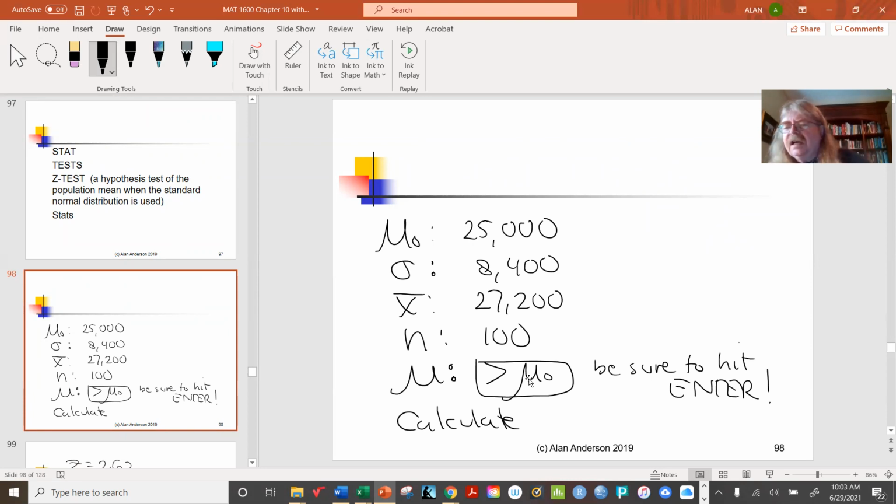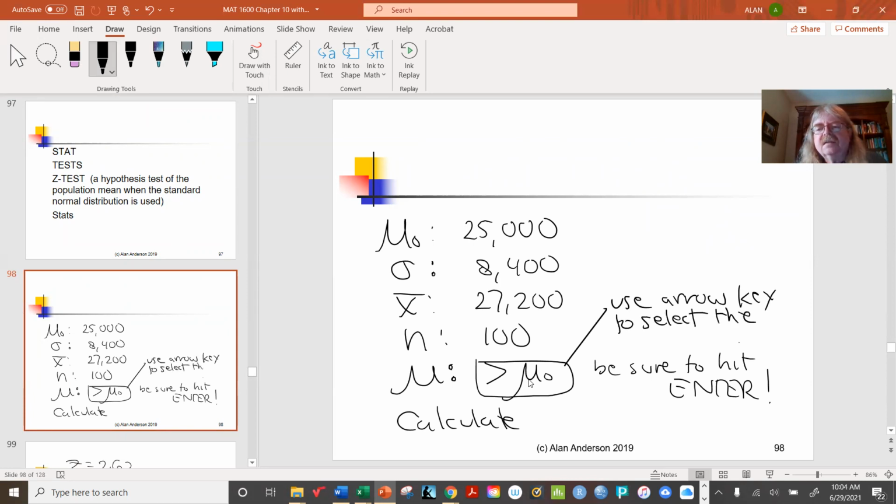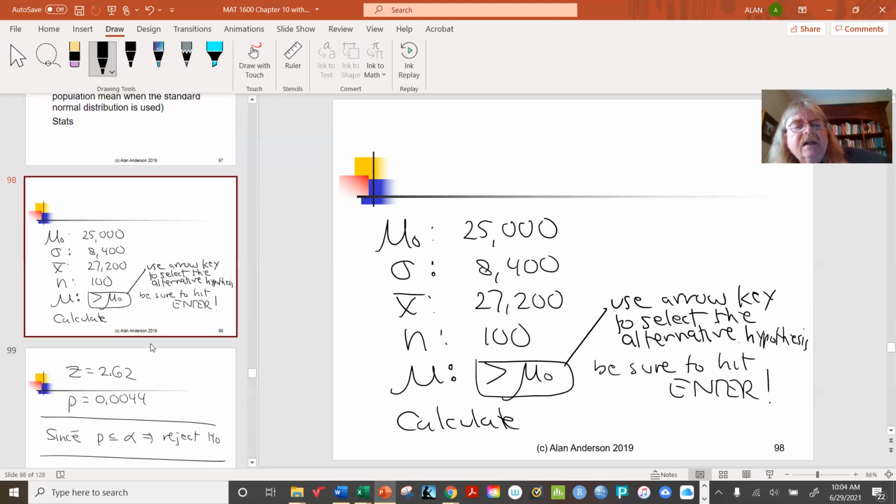Okay, so use the arrow key. I'll add that right here. To select the alternative hypothesis. But when you get there, make sure you hit that enter button. Now, when you hit the calculate button, it's going to come back with a bunch of details. I've only written 2 of them down.